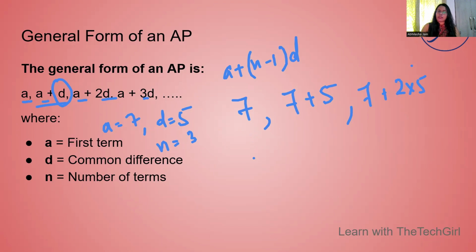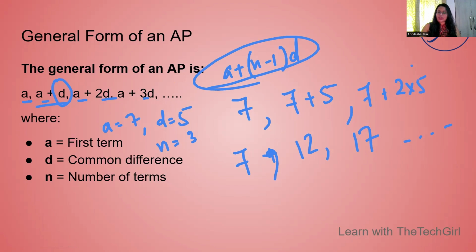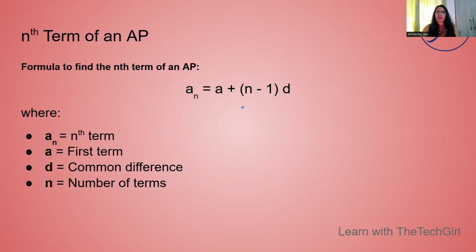Okay. So you have 7. The second number is 12. Third number is 17 and so on. Right? So we arrived at this formula. This is the formula that we use to calculate any number of value. So how do we calculate the nth term of an AP? You calculate an as a plus n minus 1 d.